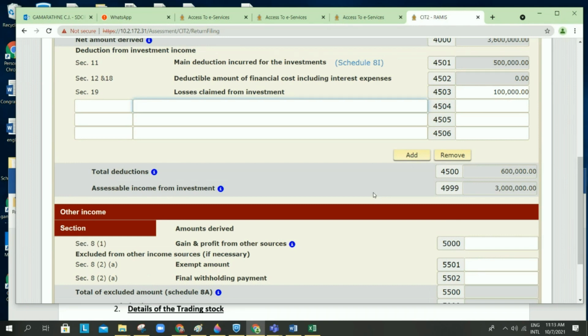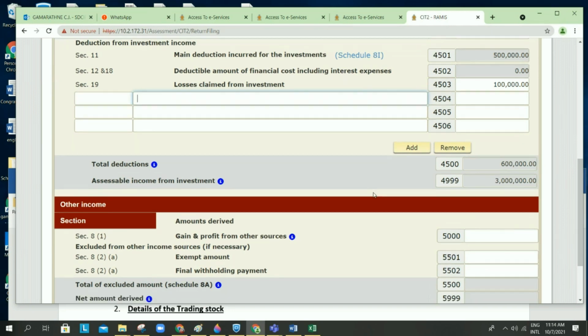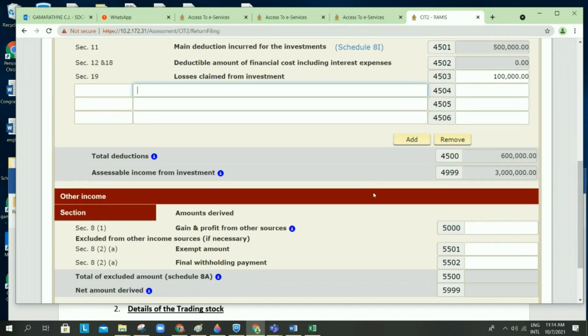Then actually the loss we can deduct here, but to match with the return data, we do not enter the loss here, right? We remove this loss value, and without this loss we can identify the total deductions, right? And finally we can calculate the value which is going to be entered for schedule 2A, right? Then likewise we can complete the investment income, and there are no details for the other income, right?